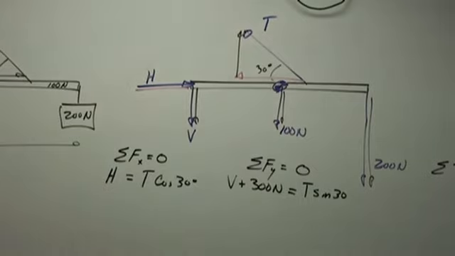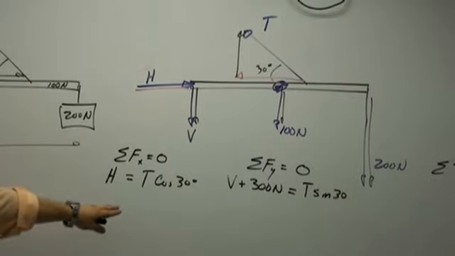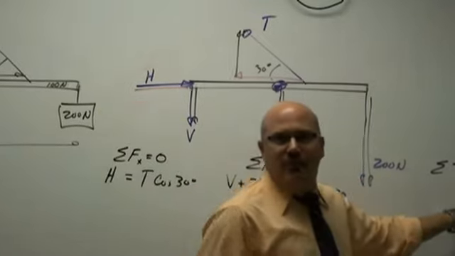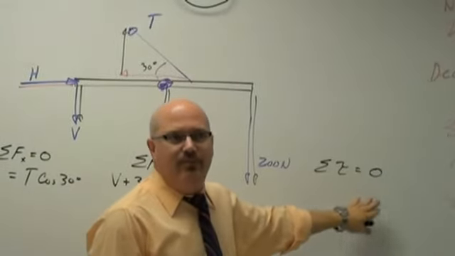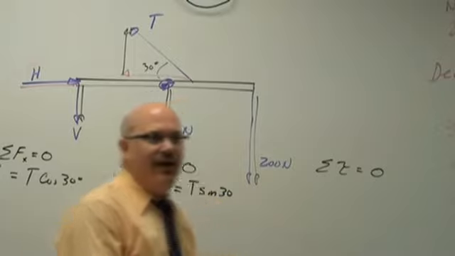All right. Okay, here's my problem so far. How many equations do I have? How many unknowns? Okay, I need a third equation. Now let's be smart. Where should I pick my pivot point? At one of the ends.